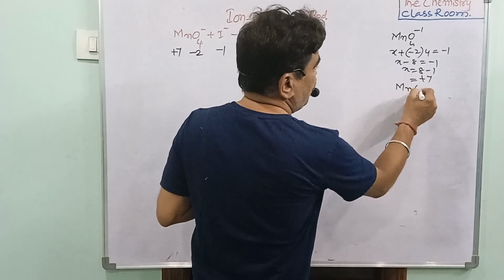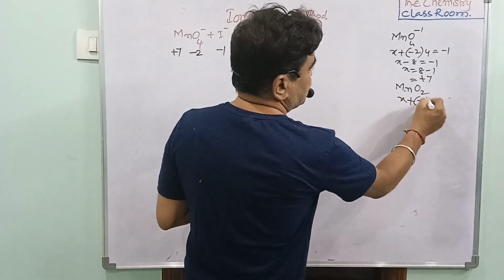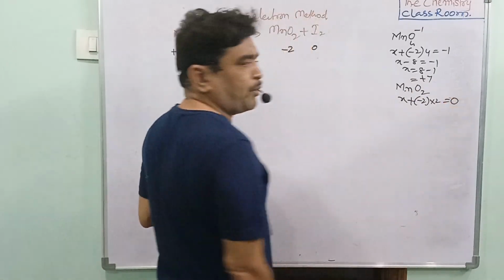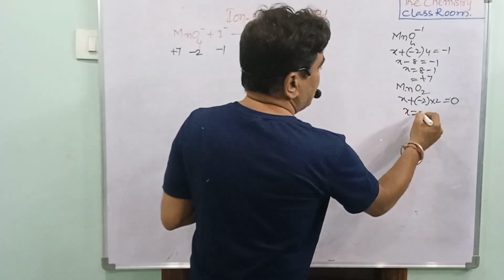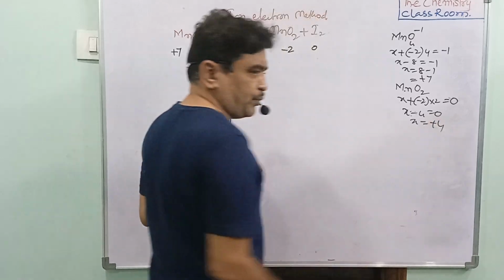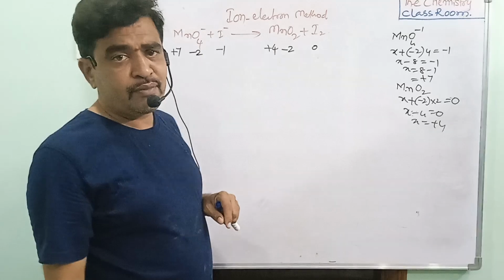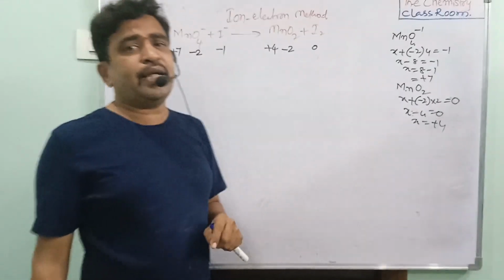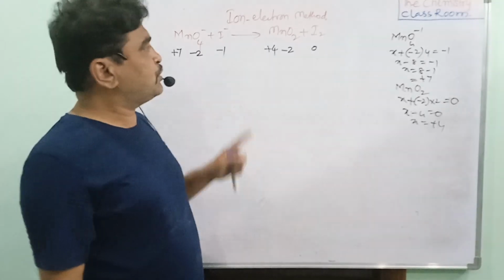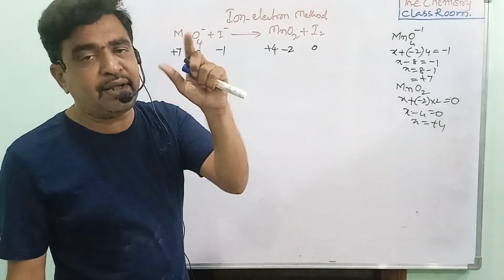You see, it is MnO2. Manganese you don't know, so it is x plus oxygen at -2, and how many oxygens do you have? 2. The molecule has 0 charge, so it is 0. So x minus 4 equals 0. From there x equals plus 4. So in this reaction, manganese is plus 4. So for all the elements involved in the reaction, we calculated the oxidation numbers. The first step is done.